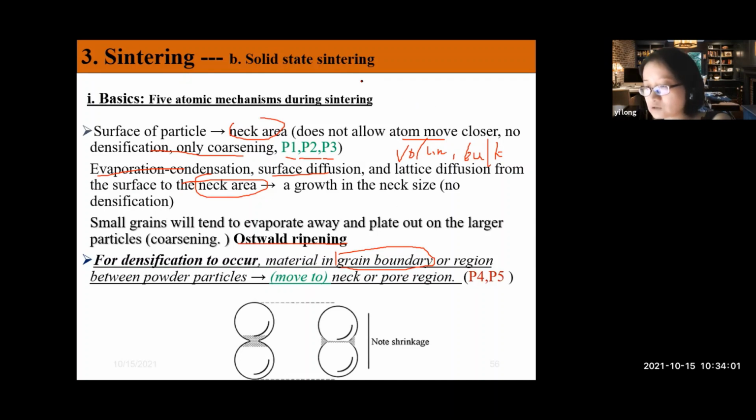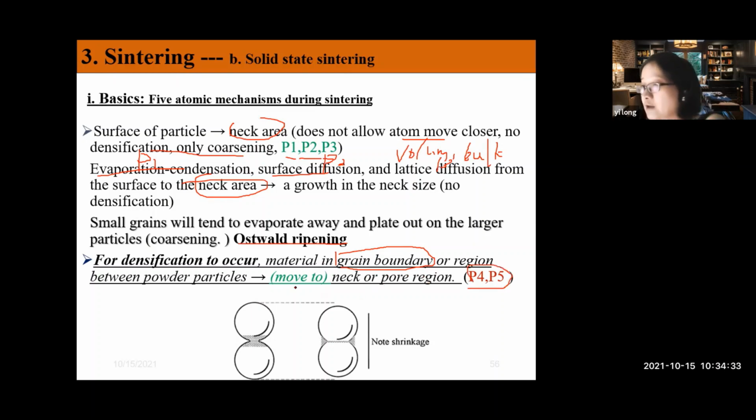So evaporation, condensation is P1. Okay, so P1 is evaporation, condensation. P2 is surface diffusion. P3 is lattice diffusion. You go back to refer to the illustrations there. Okay, so let's continue. So materials in the grain boundary. Now let's see what happens in P4 and P5.